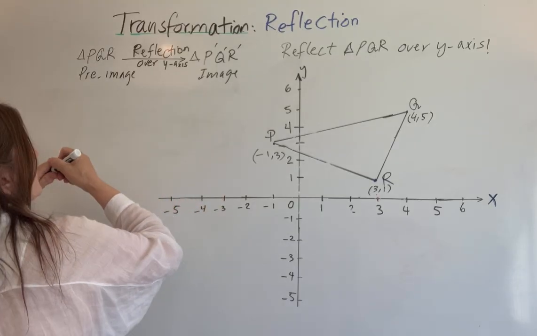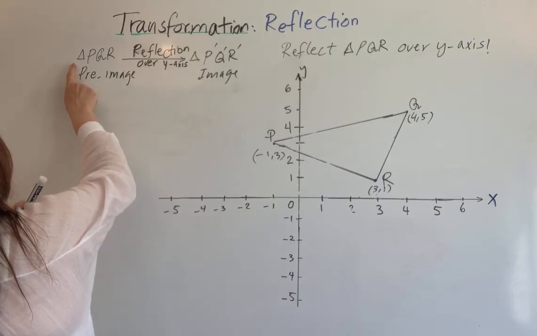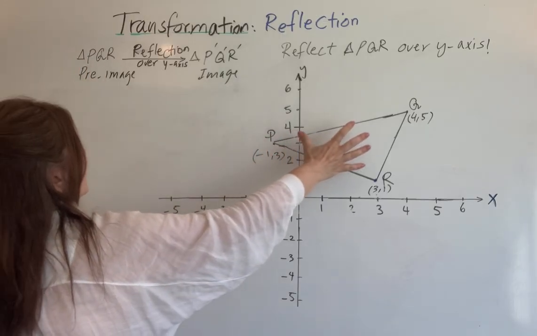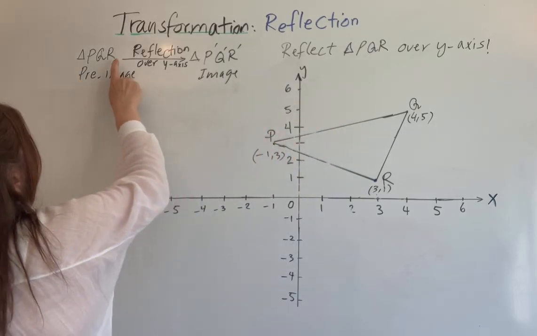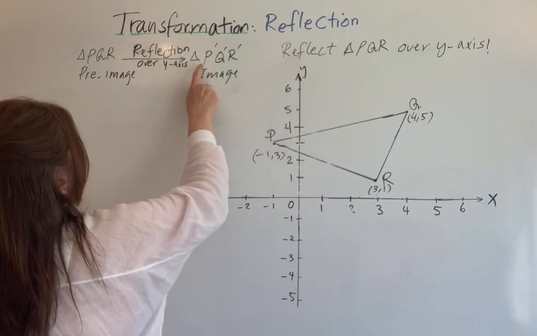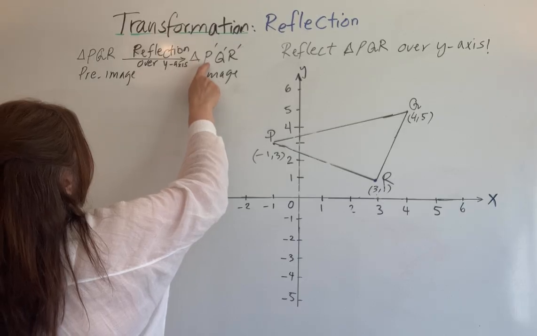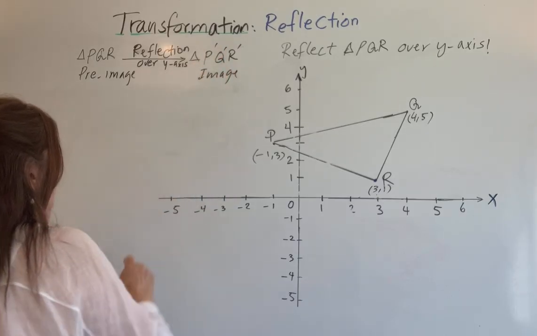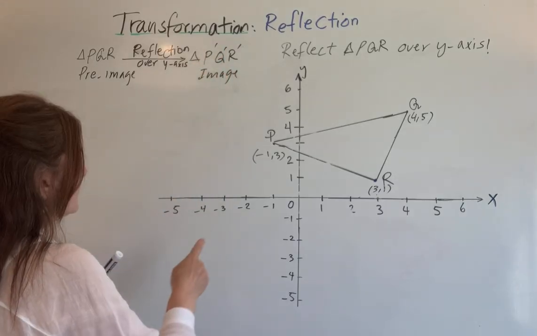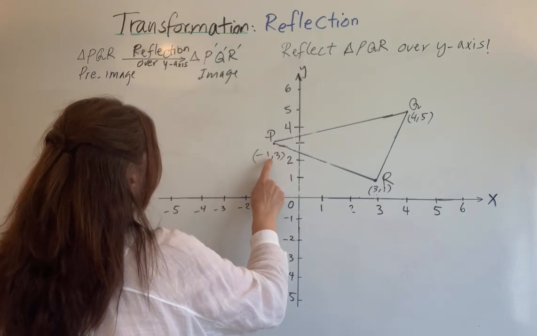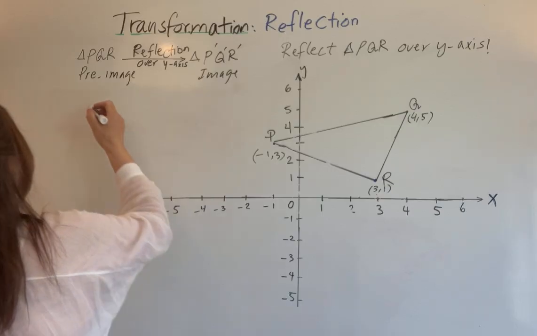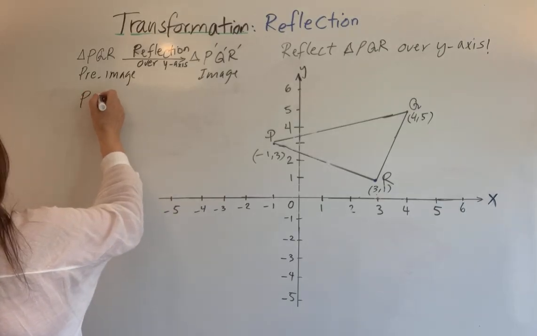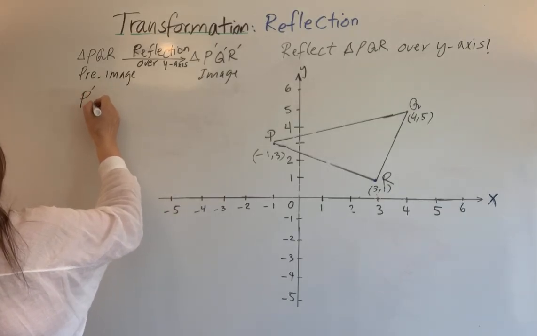How can I do this? You know that this one is the pre-image. The pre-image is this triangle. We are looking for the image as a triangle. We call this P prime, Q prime, R prime. Okay. What is the point P? P has a coordinate -1, 3. Okay. What can we do? From P, we can have P prime.